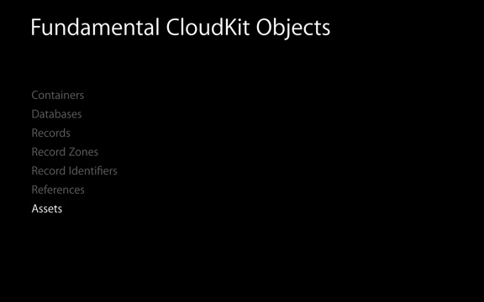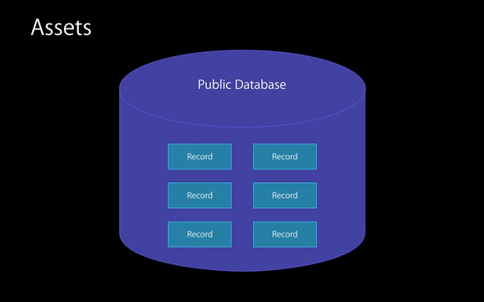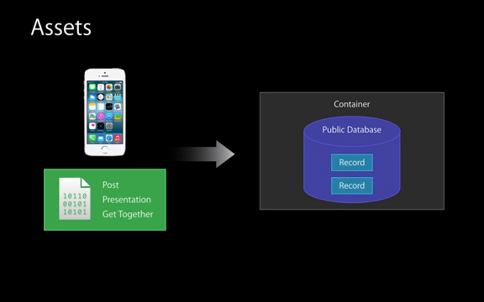So those are references. Now let's talk about assets. Here we have our model again, just a refresher: container, database, record. And now let's take the idea that I want to write a record. I want to write a party record up to the server. But let's say that I want to associate a large file with that record. Let's say, for example, that we're going to have a get-together after the presentation, and I'm going to read you a screenplay that I've been working on.